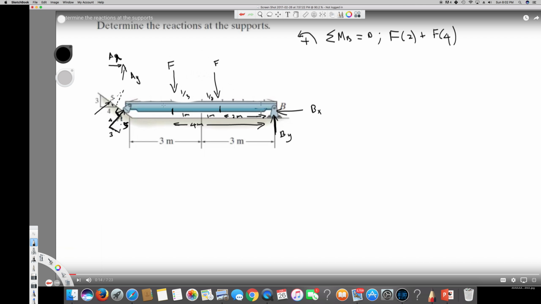And what else? What are the other horizontal or vertical components we have? We can't take the horizontal component because this is directly toward the axis, therefore the horizontal component is 0. We can take the vertical component. This is going to be Ay sine theta. So this is going to be 5, and this is going to be 4, right? Let me write this again.